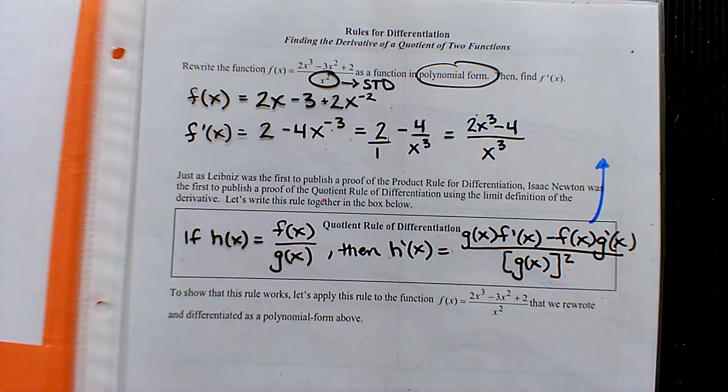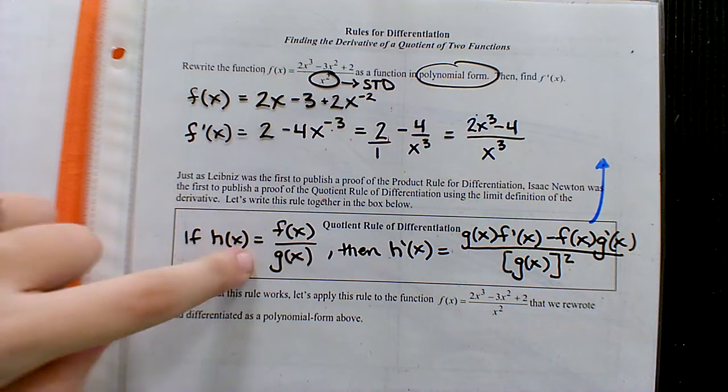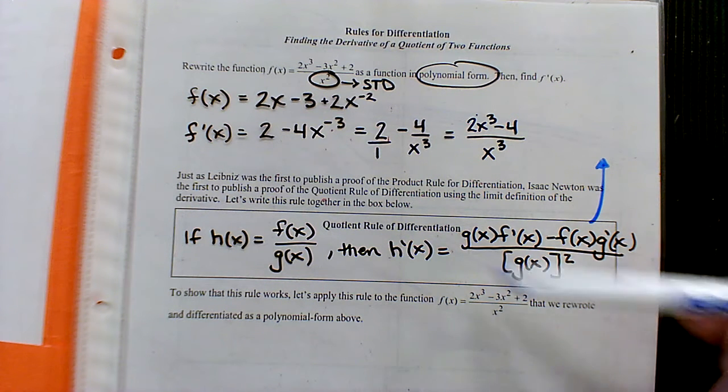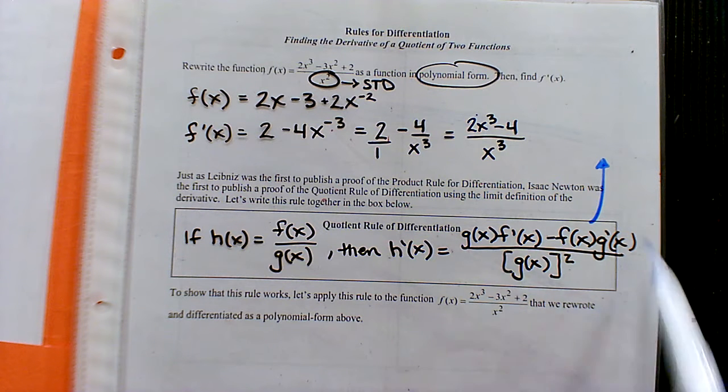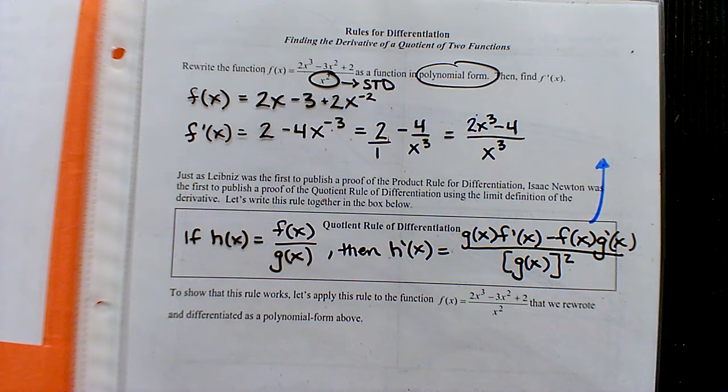If this is your original function, some top divided by some bottom, how would you describe the derivative based off the notation? What would you say to someone if they asked, how do you find the derivative of a fraction? I doubt you would say g of x times f prime of x minus f of x times g prime of x over g of x squared. Can you describe it in words?